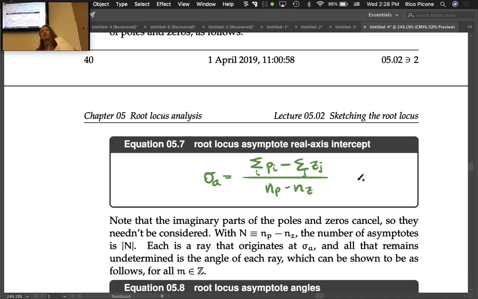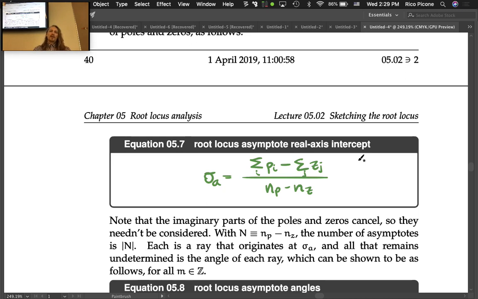So it's kind of like an average, but it's an average in which the zeros count as negative and the poles count as positive. But notice that since poles and zeros always show up in complex conjugate pairs, if you sum them up, the imaginary parts always cancel each other out. So you end up only needing to consider the real parts of the poles and the zeros. If you want to keep the imaginary parts around, it's fine. They're just all going to cancel, and maybe it's good to keep them around because if they don't cancel, then something's messed up.